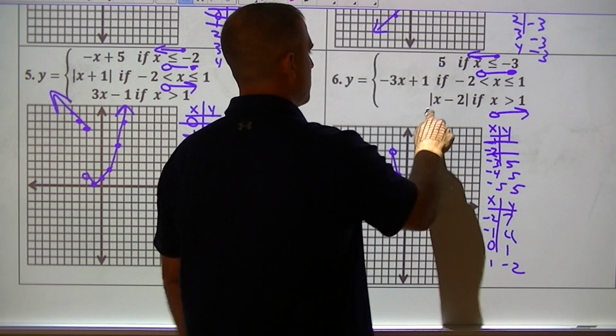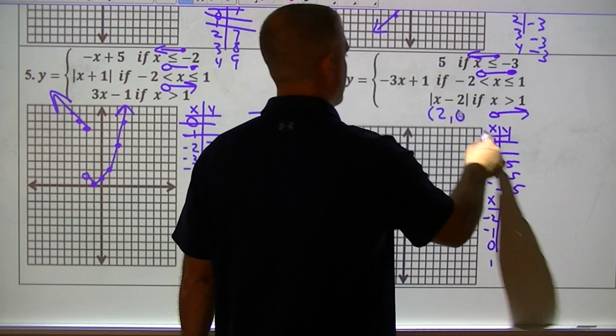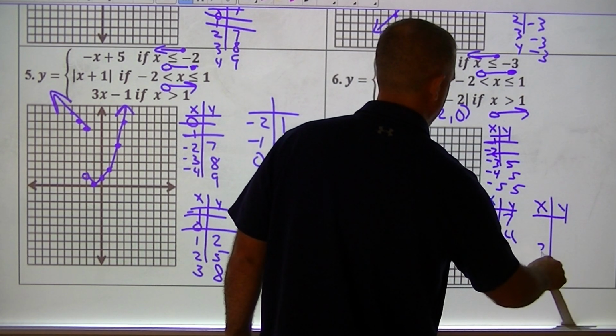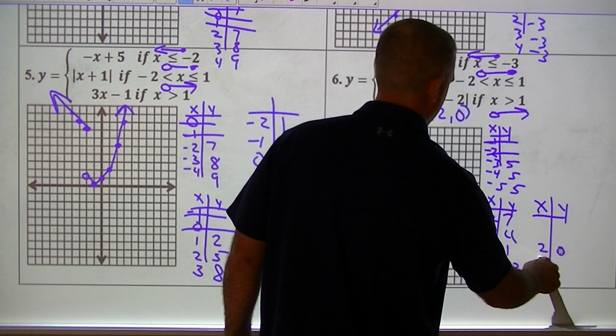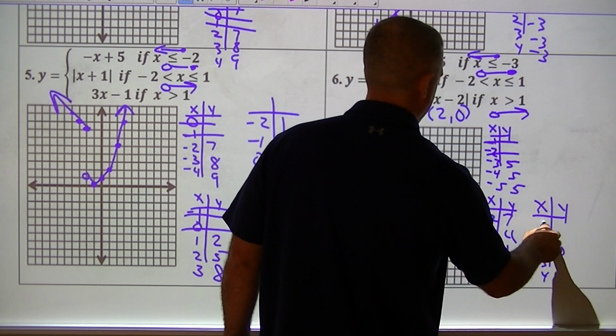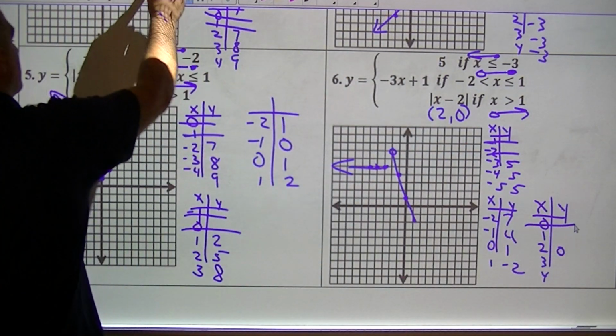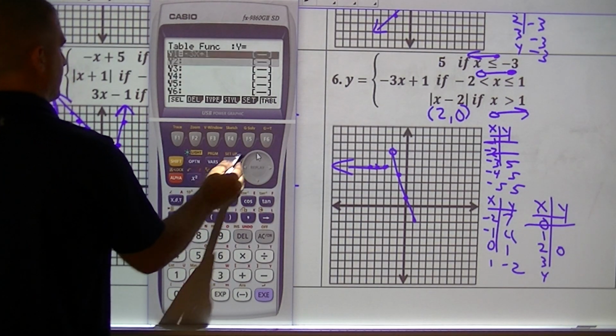Since this is absolute value, my anchor point would be 2, 0. So when I build this, I'm going to build off of 2, 0. All right? So that would be 3 and 4, 1 and 0. Now, it's got to be greater than 1, so that's the only number I can't use. Okay?